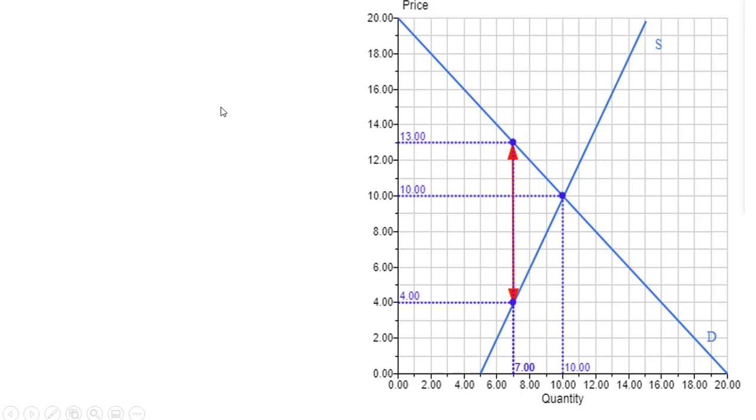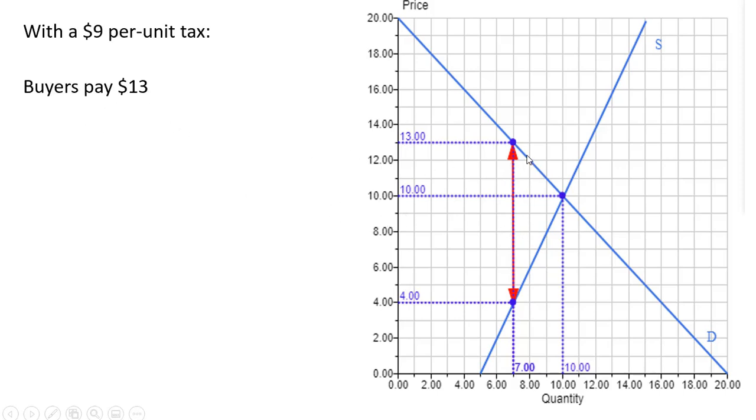So let's start with the $9 per unit tax. So before the tax cut, the tax in the market is $9 per unit, which is just the length of this red arrow here. 13 minus 4 is $9. That is the amount of the tax.